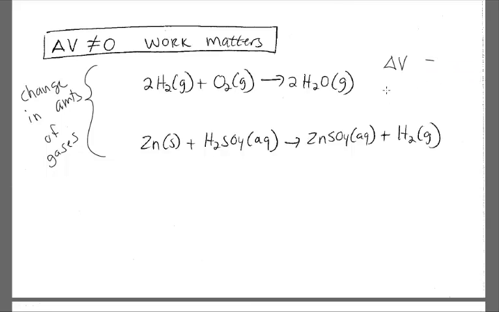And if delta V is negative, remember W equals minus P delta V. So if delta V is negative, then the work term is going to be positive because of the negative in the equation. Here's another example. You have a solid and aqueous solution producing aqueous solution and a gas. So it's bubbling. In this case, you're producing gas, so you have an increase in volume. Delta V is positive, which means your work term is going to be negative because of the negative there. So you can predict the sign of those.